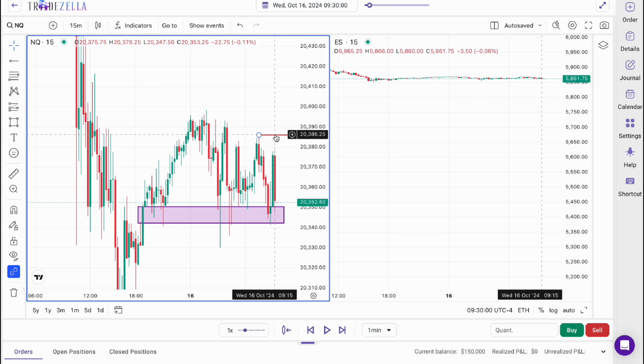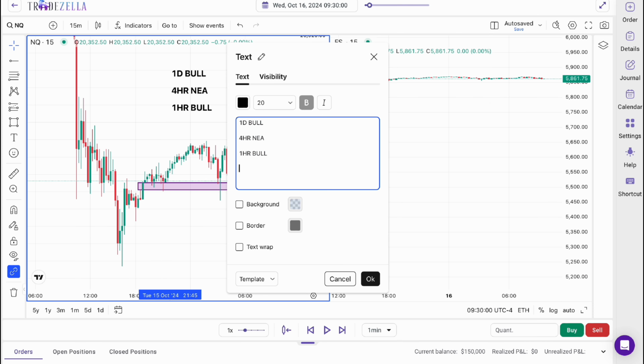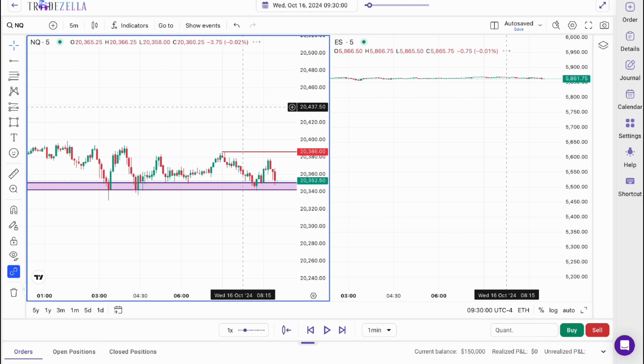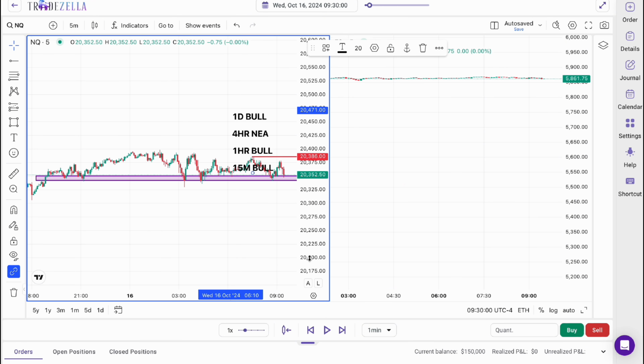So if we take this high, we're no longer bullish on the 15, we'll be 50-50. So we can write our 15-minute result to be bullish. So now let's take a look at the 5-minute time frame as well.